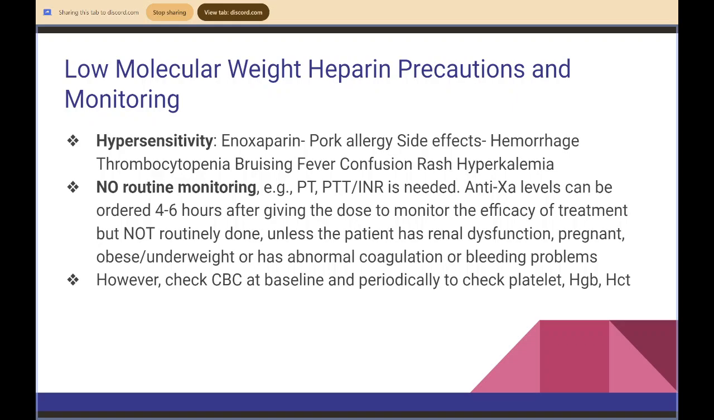DOACs. And you can order anti-10A levels 4 to 6 hours after giving the dose if you need to monitor the efficacy of treatment, but not routinely done, unless the patient is pregnant, has renal dysfunction, is obese or underweight, or has abnormal coagulation or bleeding problems. Check CBC at baseline and periodically check platelet, hemoglobin, and hematocrit.